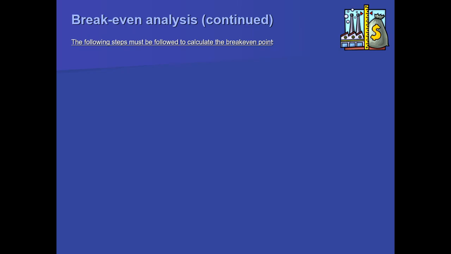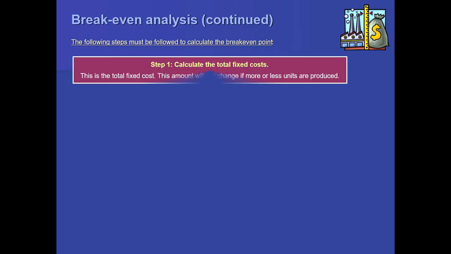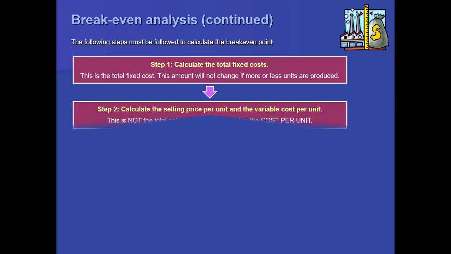Now, this is one important thing. What is break-even point? Break-even point is a point where you're neither making a profit nor a loss. You need to actually determine your break-even point before you can continue with production. For you to calculate your break-even point, you need to follow these steps. You first calculate your fixed cost, and then determine the selling price per unit and the variable cost per unit.